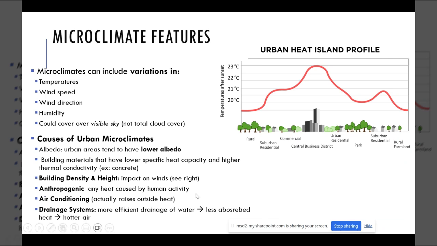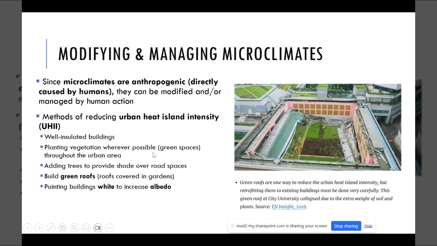Anthropogenic, so any heat caused by human activity, is generally increased in an urban area. Air conditioning actually raises outside heat because it's pushing hot air outside. And then drainage systems, they have effective drainage of water, but that means there's less absorbed heat by the water, which means the air is going to be hotter. To manage this, there's several things that urban areas try to do: insulating buildings, planting vegetation and increasing green spaces, adding trees to provide shade, green roofs, which are roof-covered gardens. Painting buildings white can help a little bit.